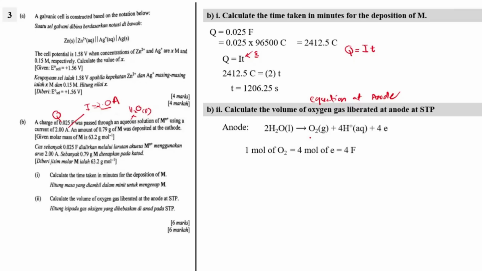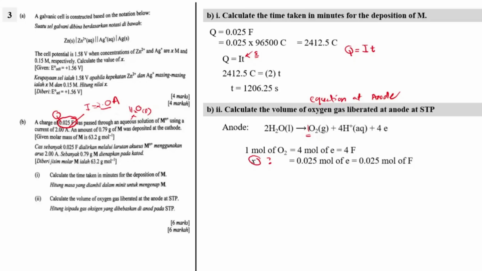So from here, I know that this is correct, and I can make a comparison where 1 mole of oxygen will produce 4 moles of electrons, and 4 moles of electrons is equal to 4 Faraday. But from the question, I only know I have 0.025 Faraday. So I can say that 0.025 mole of Faraday is equal to 0.025 mole of electrons, and I can find the number of moles of oxygen that I have.